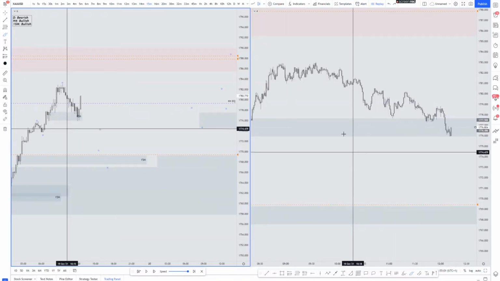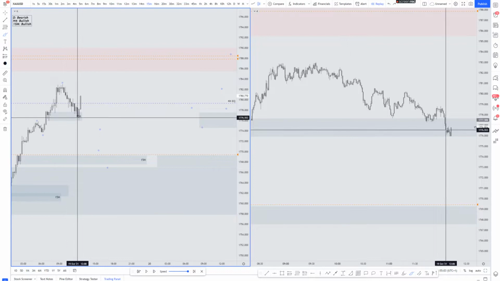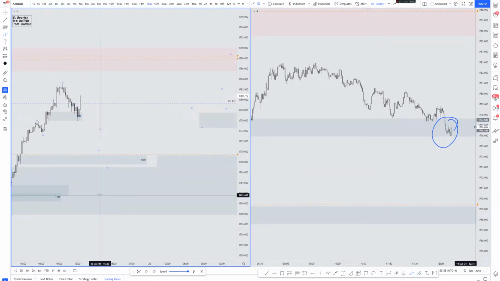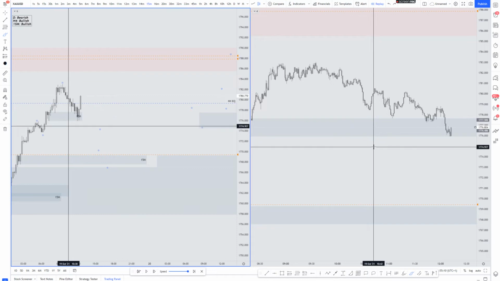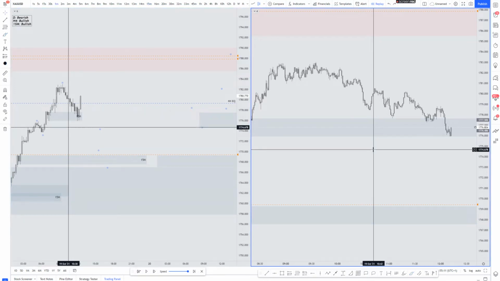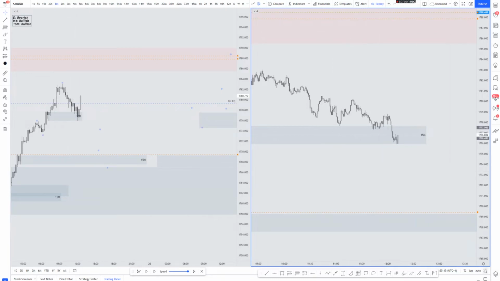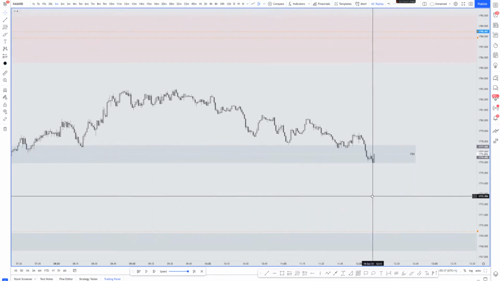Now if we scoot over to the 1 minute side of things, this is us tapped into this zone here. And I just kind of want to show you how I built this trade idea on the 1 minute with the 4 hour and the 15 minute time frame. So we'll just scoot over to the 1 minute for now.